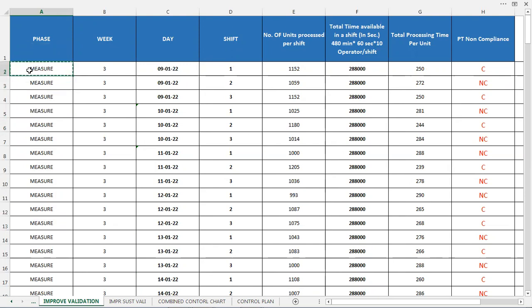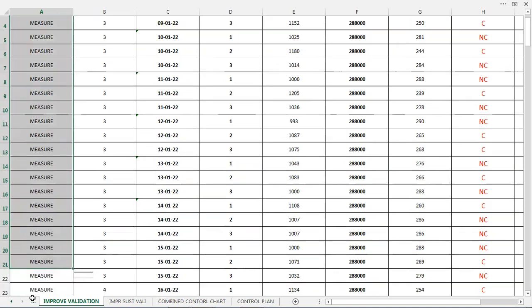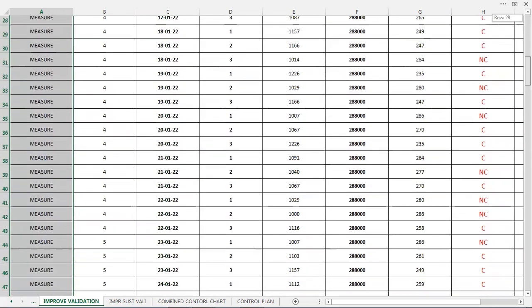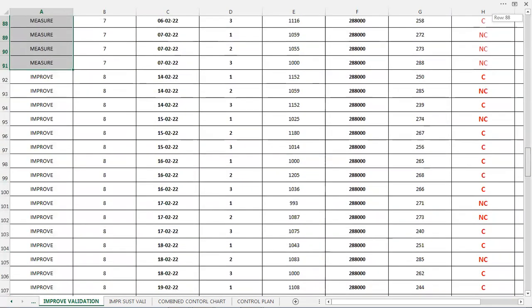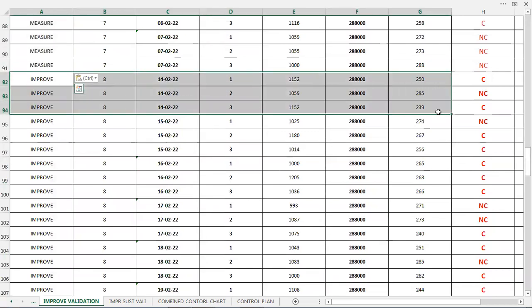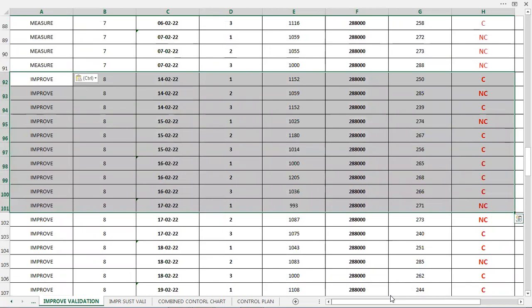Just copy it, start pasting it. So this is what happens if you had a space over there. Otherwise, you don't need to worry. This may not be happening every single time. Rarely it is possible. So this is what we're going to paste. And once we are done with that, we are going to do the same thing for the improve phase data. So here we can see the data below the measure phase data.